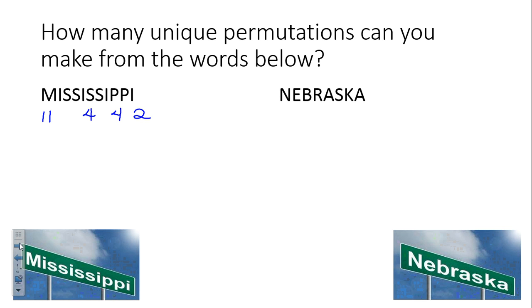Okay. So what we're going to do this time is we're going to say that we need 11 factorial divided by, we're still taking all of them. So it would normally be 11 factorial if these were all unique letters and they didn't repeat. But now we're dividing it by the 4 factorial, the repetition of the I's, times the 4 factorial, which is the repetition of the S's, times the 2 factorial, which is the repetition of the P's. Bless you. Okay.